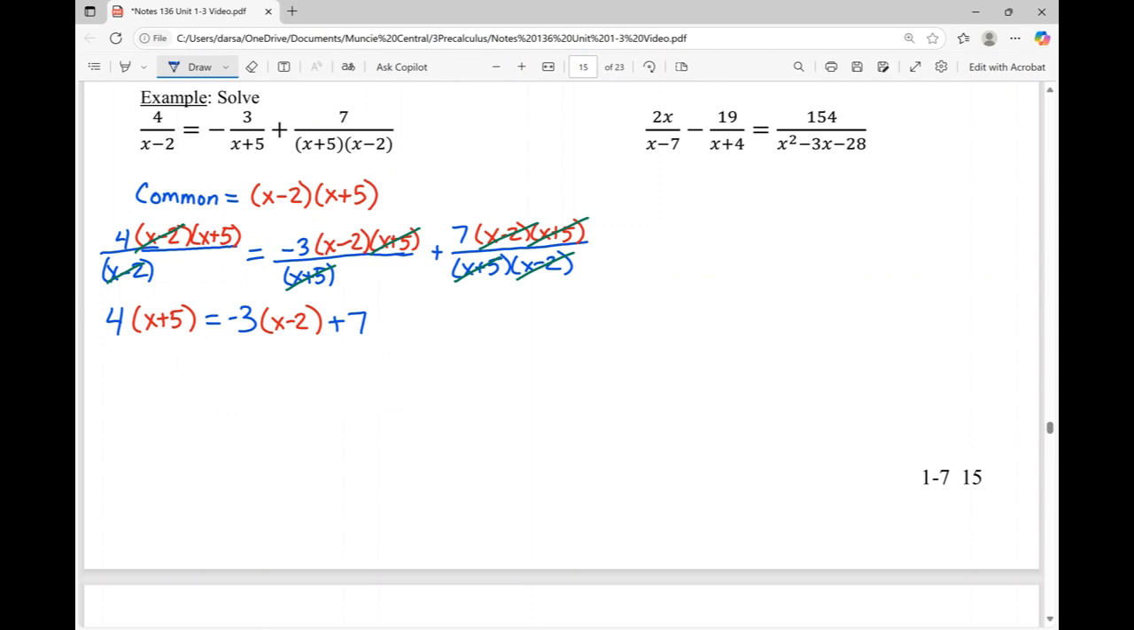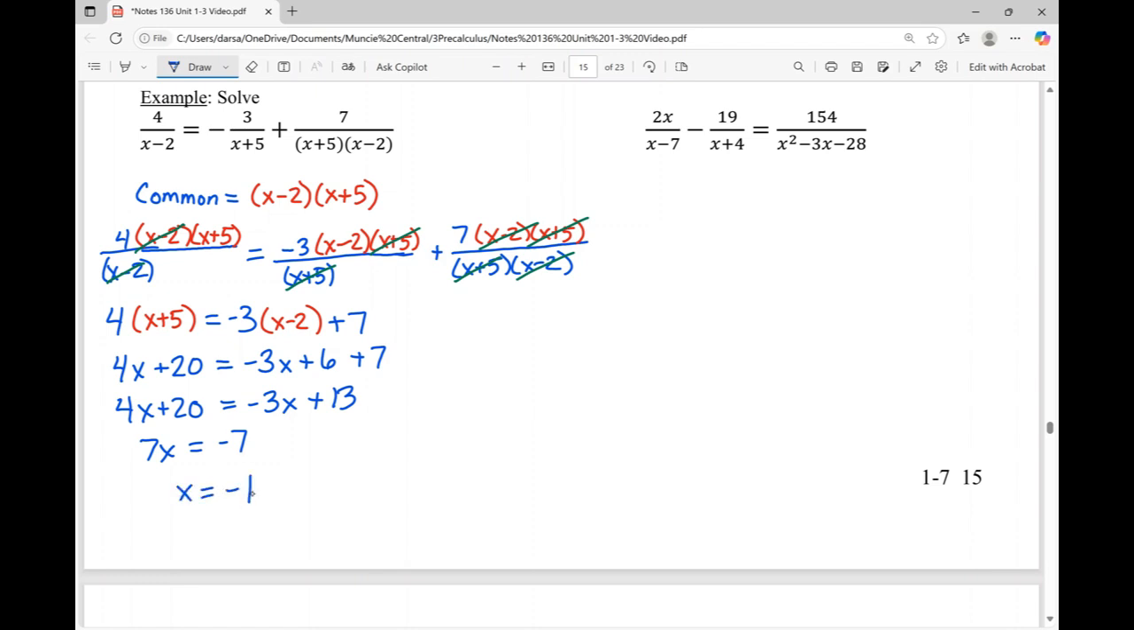So we had this big fraction ugly thing, and then we made it uglier. But look what we have left. This is nice and pretty. This is very solvable by most of our Algebra 1 students. So we're going to distribute the 4 and finish solving this. Distribute the -3. So 4x plus 20 is going to equal -3x plus 13. So 7x will equal -7. So our final answer here will be x is equal to -1.